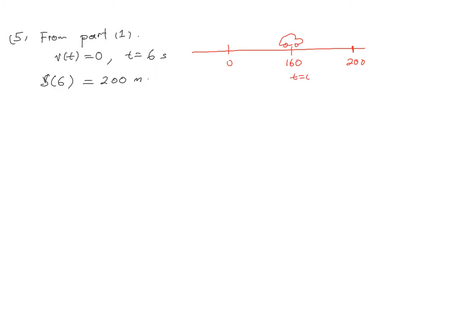T equal to 0 is here. T equal to 6 is here. After 6 seconds, the car comes here. Okay, it stops, then it reverses. See or not? That is how I imagine the motion diagram in my mind. Okay, good. Number 6.